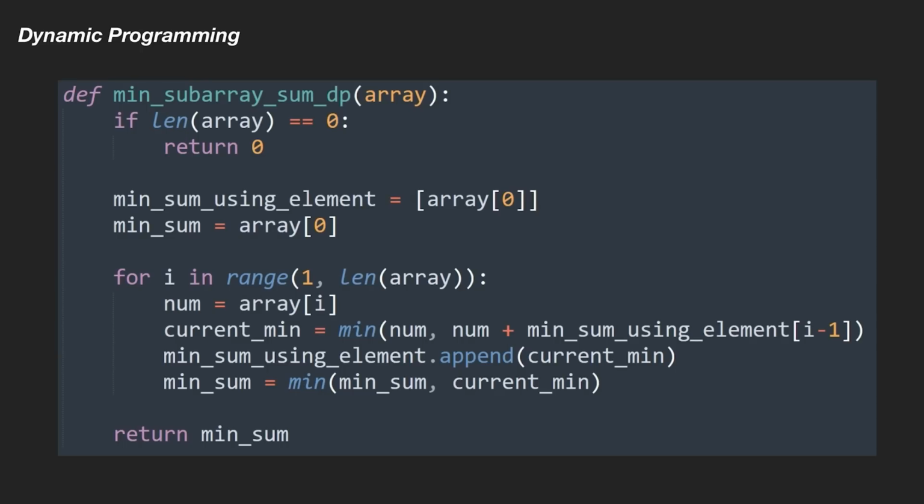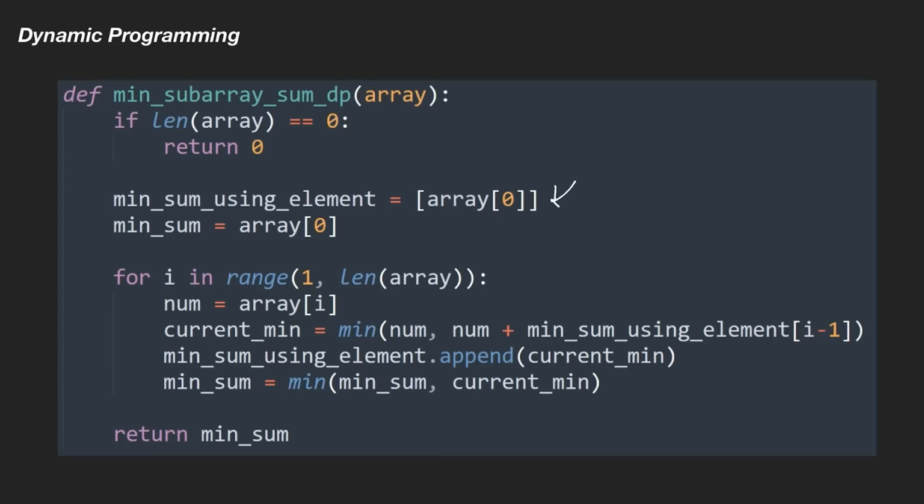All right, so I've got the solution in front of me. Define my function. I have my if statement, just handling an empty array here. And then I'm saying the min sum using element is equal to array at 0. So this is what we're going to use to actually store all of these sub-problem solutions. And then the minimum sum, well, this is going to give us the complete answer because we're taking the minimum sum of any of the sub-problem solutions, okay?